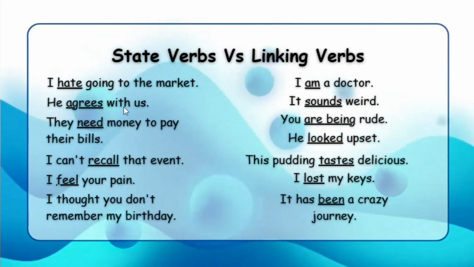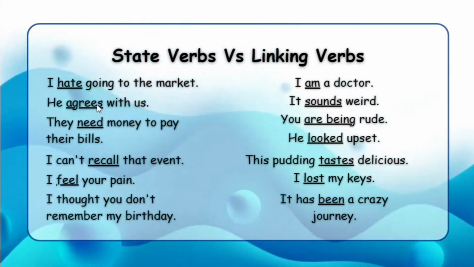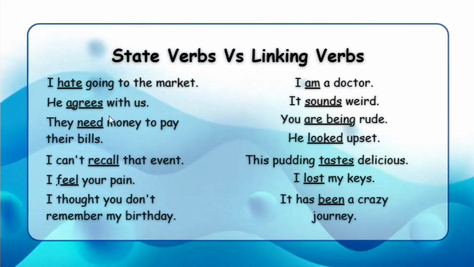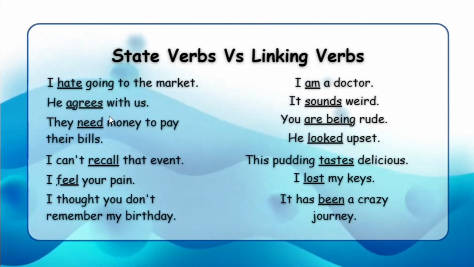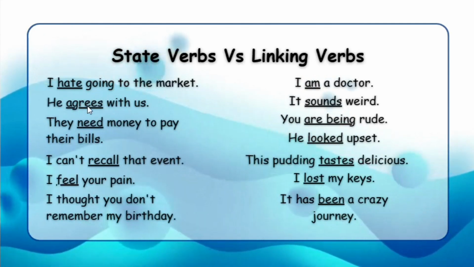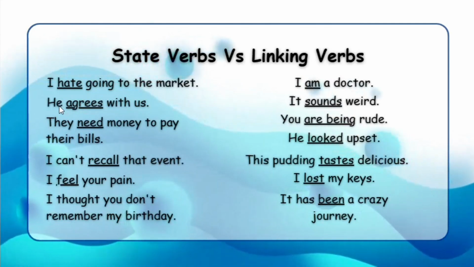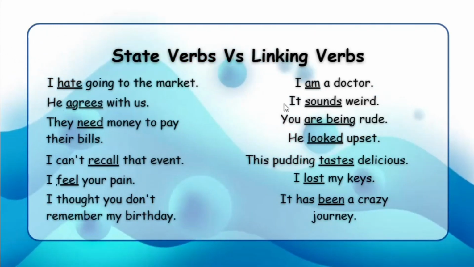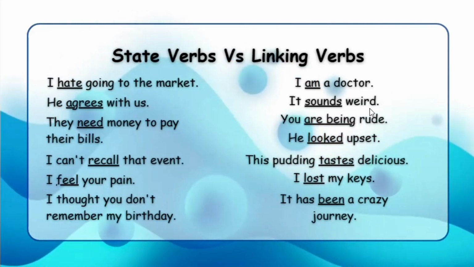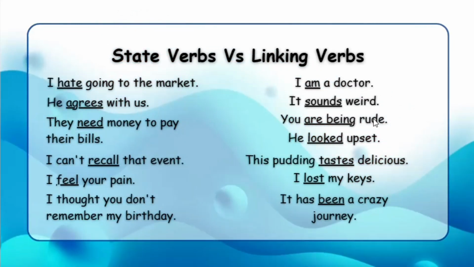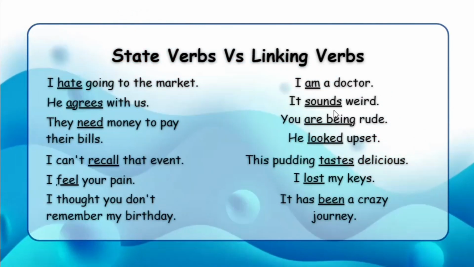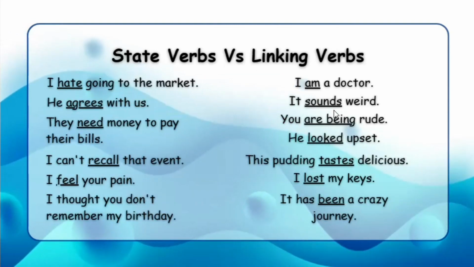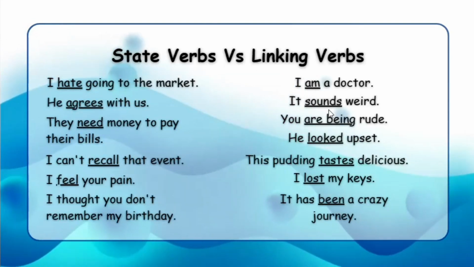He agrees with us. Now, to agree with someone doesn't have any physical action, but still it's a verb, so it's a non-action verb. And because this is the emotional state of this person, he agrees, this is a state verb. It sounds weird. Weird is an adjective, sounds is a non-action verb, so this will be your linking verb.